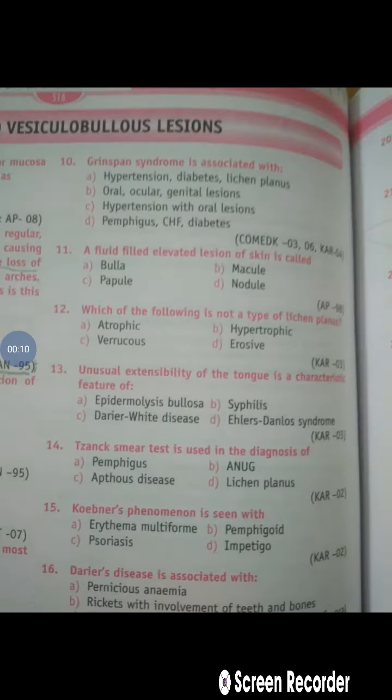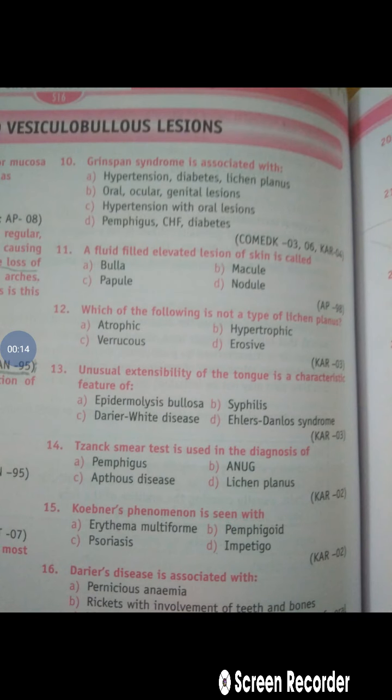As I have told you, this video contains 10 MCQs in 10 minutes. So let's get started. As we started 10 MCQs in the previous part, part 1 for skin and vesiculobullous lesions, today we will be starting further. So we'll be doing question number 10, that is Greenspan syndrome.